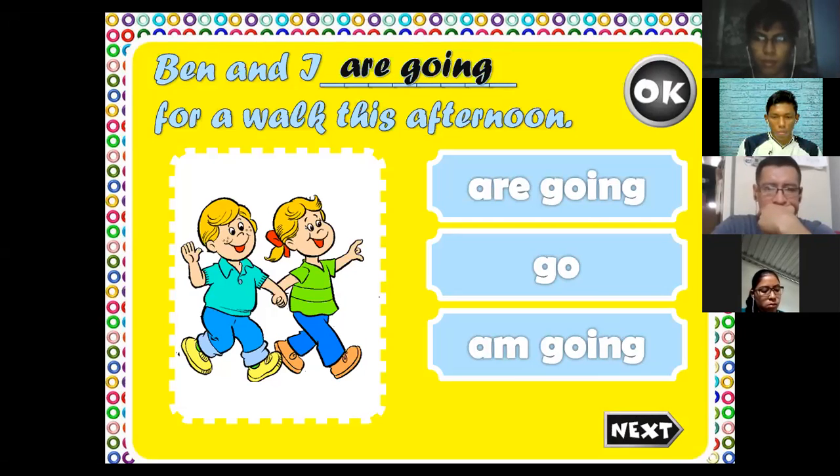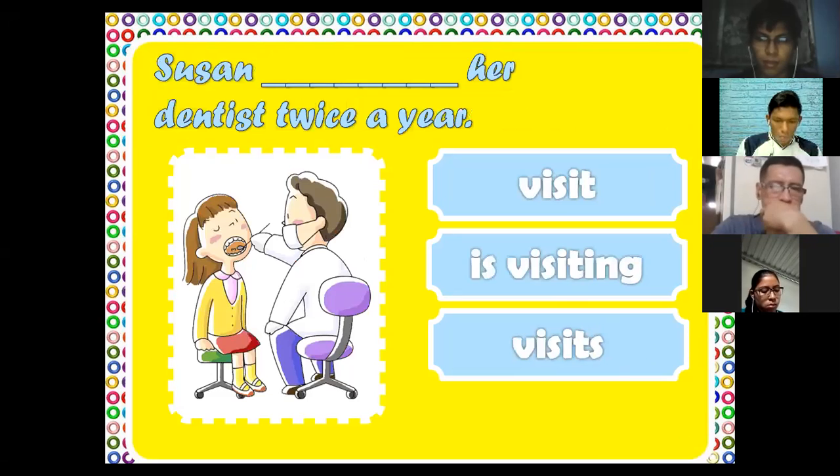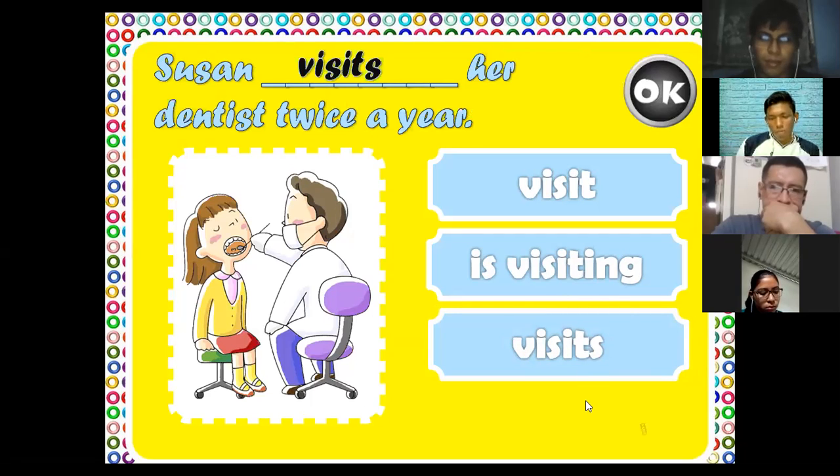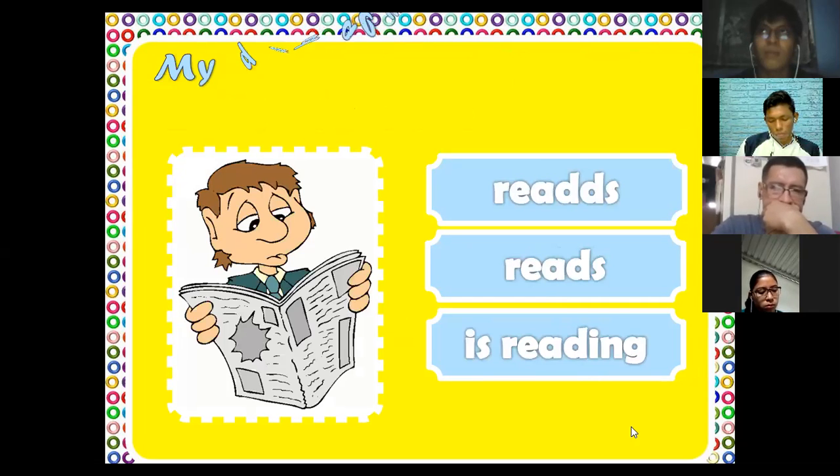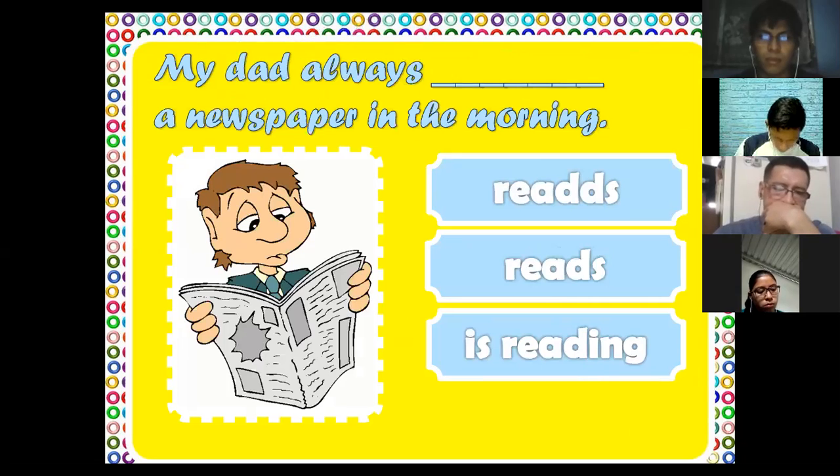Harold. Can you read it, please? Susan visits her dentist twice a year. Good. So Harold said visits, and visits is the correct one. Yes, you need to use the S because you're saying Susan. Good. Choose another person. María Argueta. Okay, Maria Argueta.